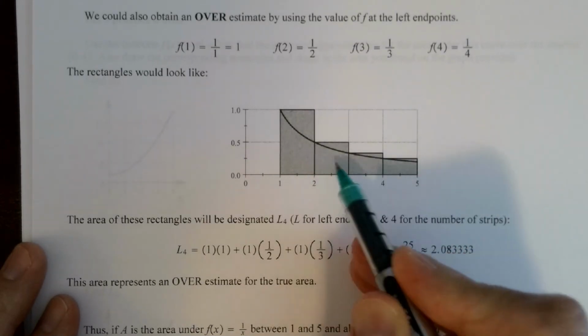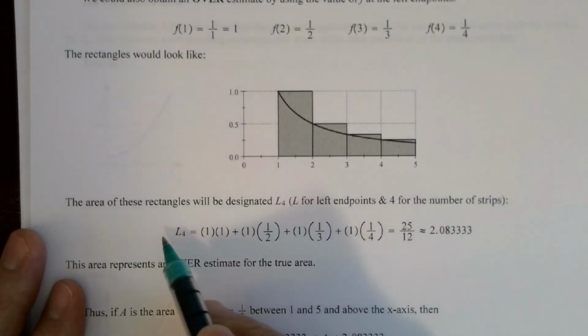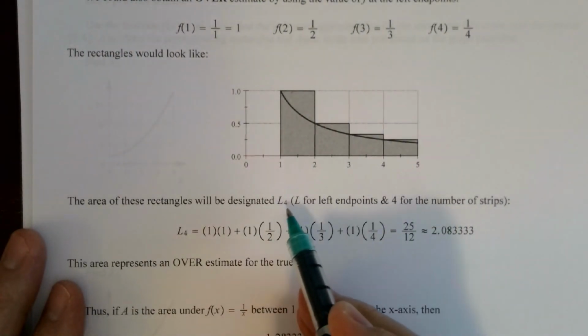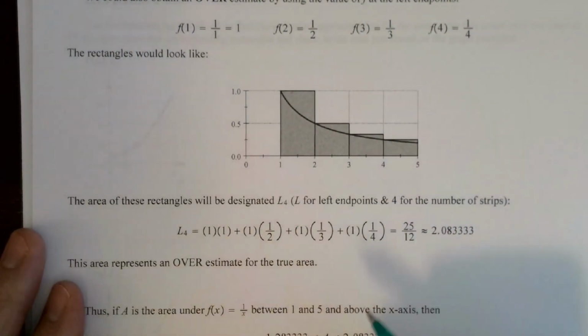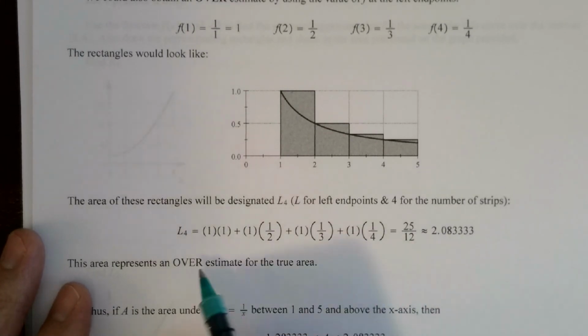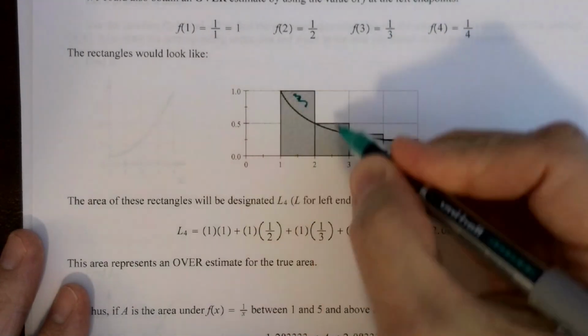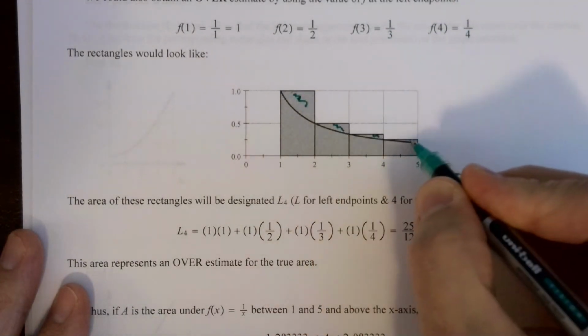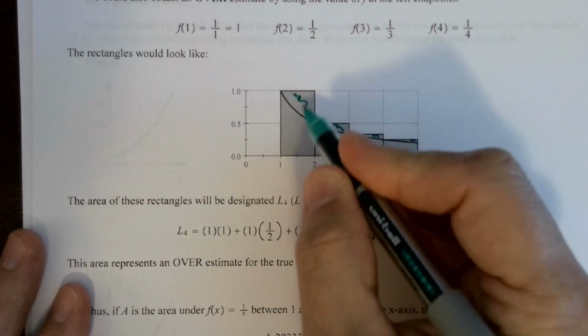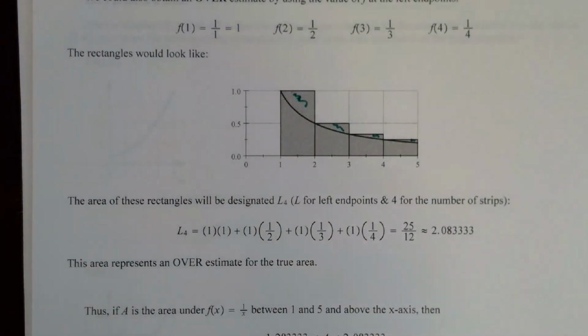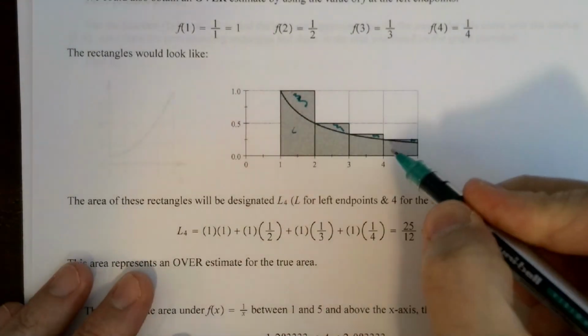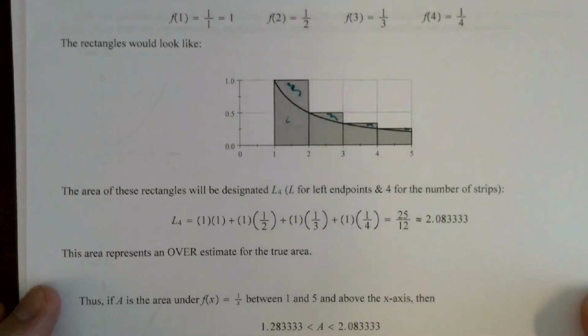So I get these 4 rectangles, and I'm going to designate this as L4, L for left endpoints and 4 for the number of strips. So if I calculate the area of these 4 rectangles, I get about 2.083. And notice this is an overestimate now, because we're a little bit over. These regions here, the areas of the rectangles above the curve, are not part of the area under the curve, right?